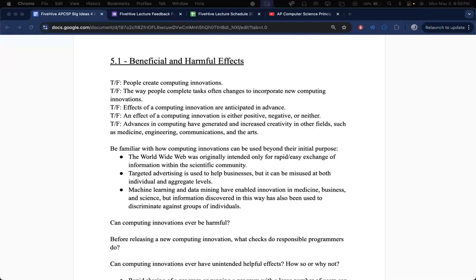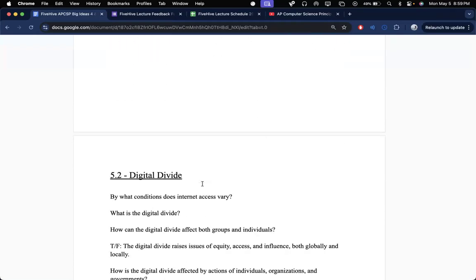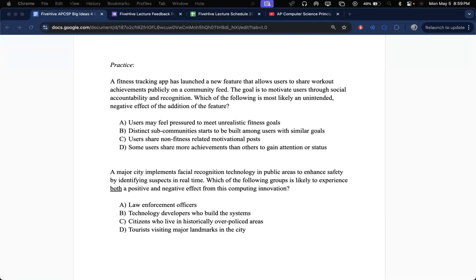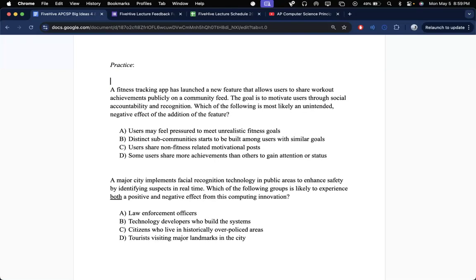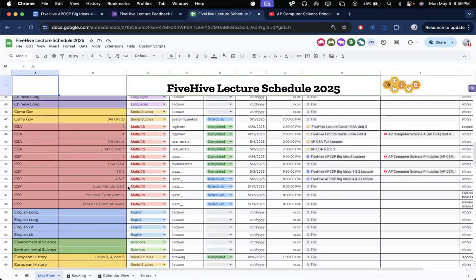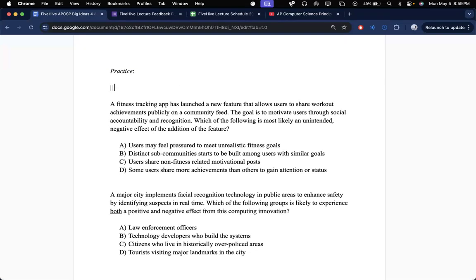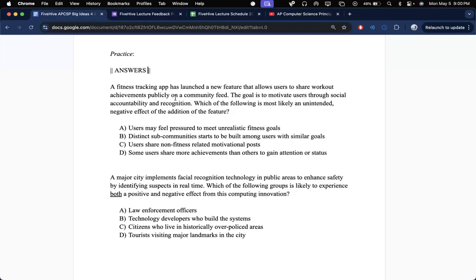Any questions with 5.1 before I do a practice question or two? The way we're going to do these is we'll go back to the spoilers. Go to the lecture schedule, go to the list view, go to CSP 4 and 5, and it's this doc right here. To answer these questions, put a double bar and then put your answers, say A comma B, and then a double bar at the end, and then you can send it. We'll have both answers for both questions.